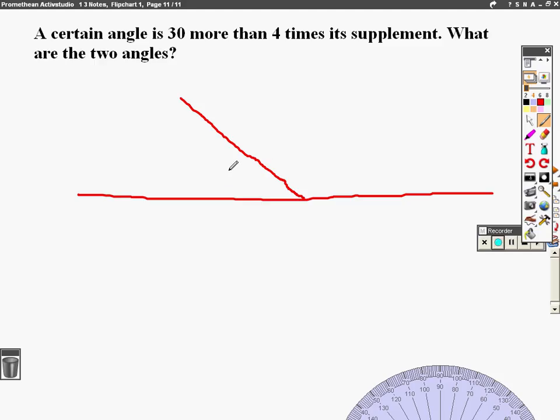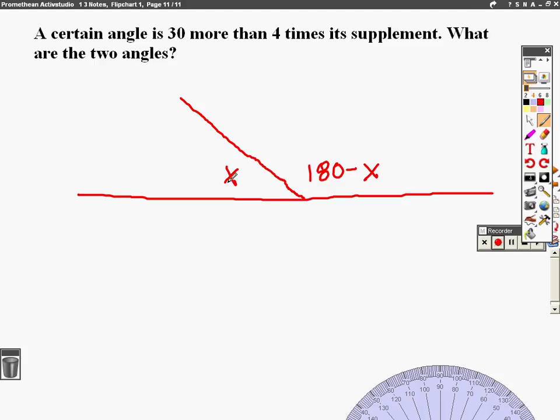So I could label one of the angles as x, since I don't know what it is, and since I know together they're going to equal 180, I can say that this angle would be 180 minus x. I know that this is 180 minus x, because if you told me the first one, to get the other one, I would just have to subtract it from 180. So here's the angle, here's the supplement.